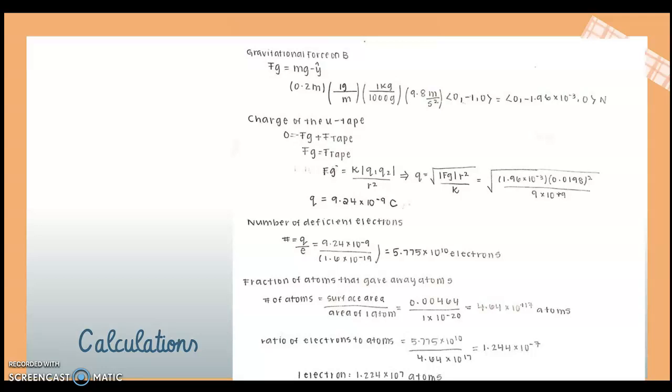To find the fraction of the electrons that give away atoms, we first need to find the deficit electrons, which is equal to the charge that we found before divided by the charge of an electron. To find the number of atoms on the tape, we take the surface area of the tape and divide it by the area of one atom, approximately 1 times 10 to the negative 20 meters squared. Using this, we can set up a ratio between the deficient electrons and atoms to get 1.224 times 10 to the negative 7 atoms per electron.